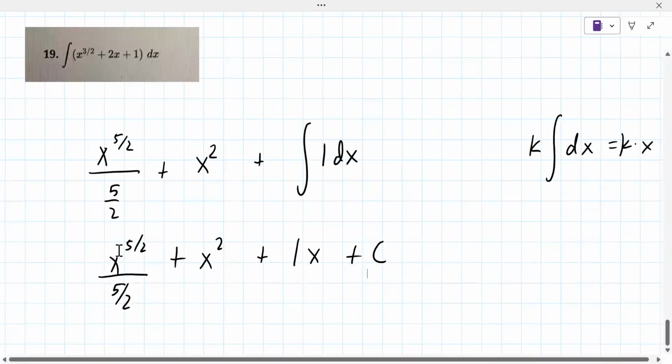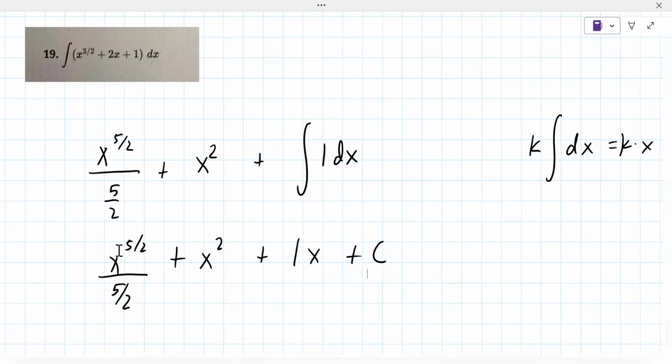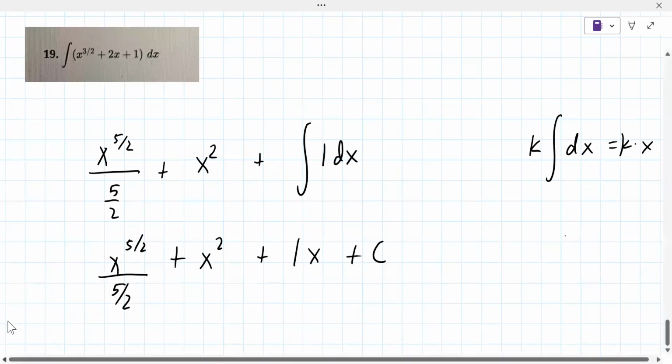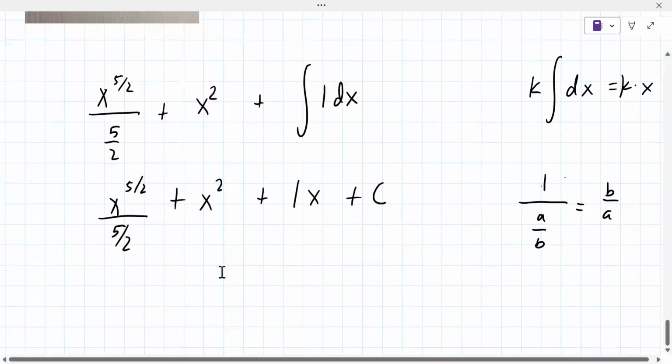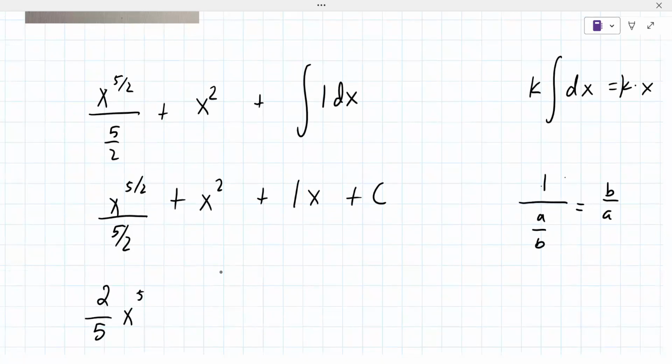So how does this simplify on the left? The fifth root of x over 5 halves. Just the fraction part. What I'm asking is, if you have 1 over a over b, it becomes b over a. So this becomes 2/5, because this is how it's going to be presented in your quiz, 2/5 x to the 5 halves plus x squared plus 1x plus c.